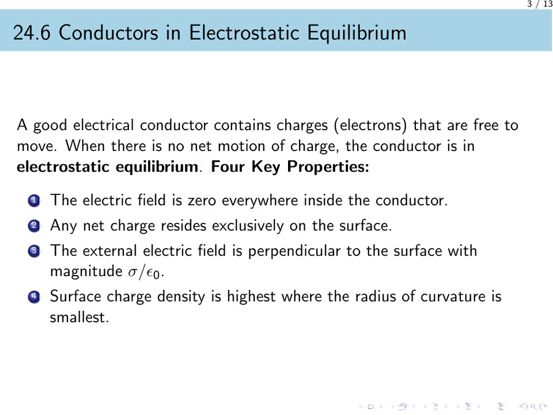In this state, a conductor exhibits four key properties. First, the electric field is zero everywhere inside the conductor. Second, any net charge resides exclusively on the surface of the material. Third, the external electric field is perpendicular to the surface, and its magnitude is equal to the surface charge density, sigma, divided by the permittivity of free space, epsilon 0. Fourth, the surface charge density is highest where the radius of curvature is smallest.